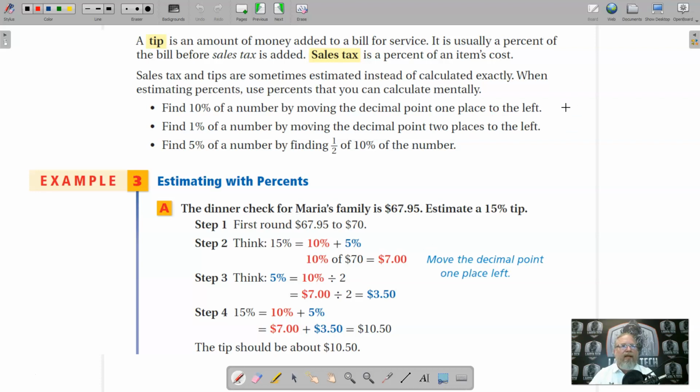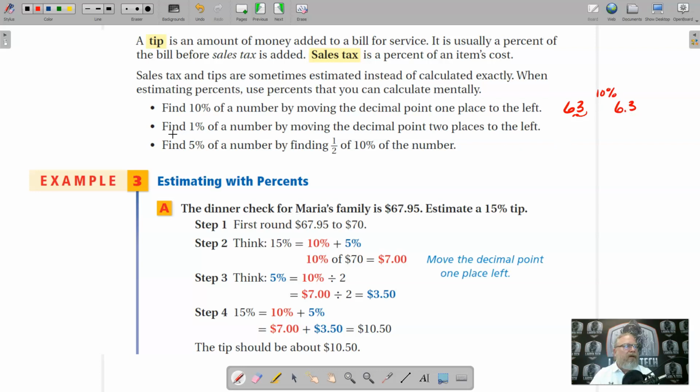So if we had, say, 63, and we want to know what is 6% of 63, we would just move the decimal one decimal place to the left for 10%. We would end up with 6.3. So that would be 10%. Move the decimal one place.